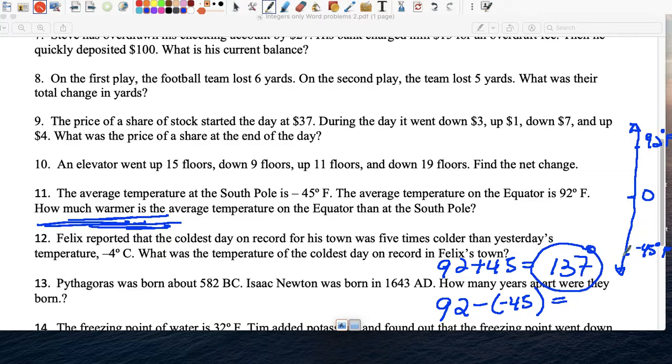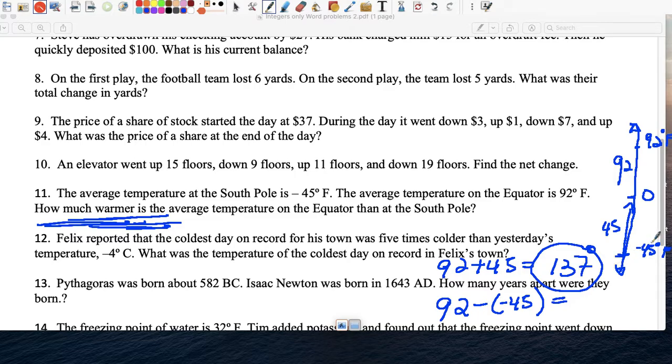Think about this from negative 45 to 0, it's 45, right, going up. And then from 0 to 92, it's 92. So we add those two, 92 and 45 is 137.